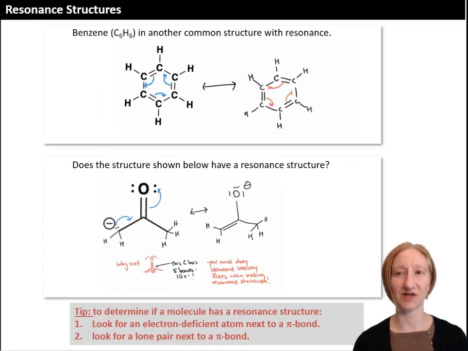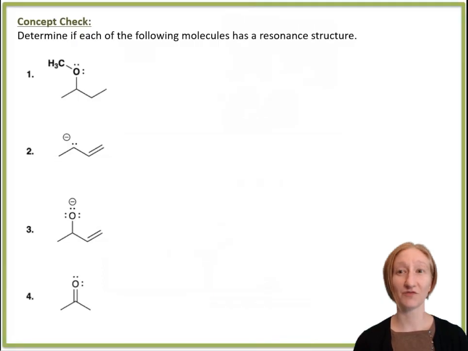Now, looking at these two resonance structures, it's pretty clear that they are very different. And in this case, these resonance structures will no longer be equally weighted or equally favorable. One resonance structure will be more favorable or more heavily weighted than the other. And that's what we'll talk about in the next video of this series. Before we get there, let's stop for a concept check.